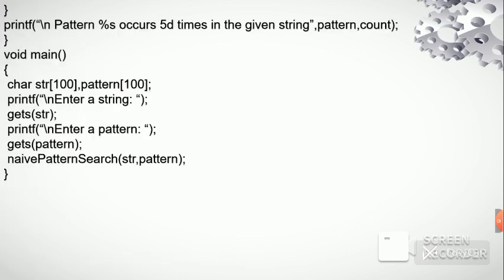Output the total count. After all the loops, the total count of the occurrences is printed. Now void main, that is the main function. The main function reads the input text and pattern from the user. It removes any trailing null characters and calls the naive pattern search function.